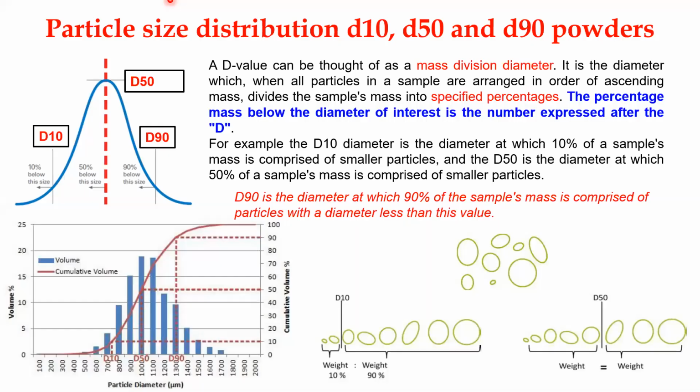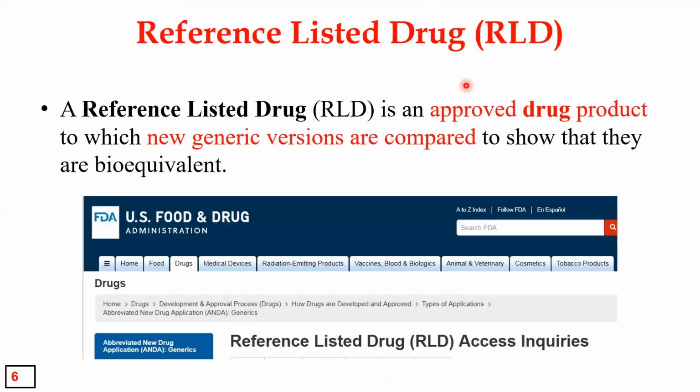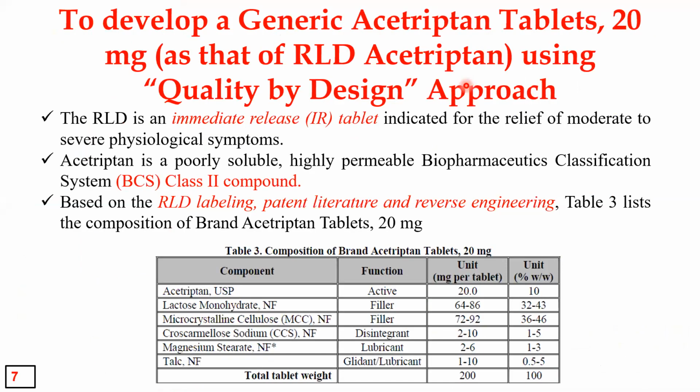Then what is particle distribution D10, D50, D90. Whichever the number is, the particles are less than that size for that percentage, that is 10 percent, 50 percent, 90 percent. And what is the reference listed drug? So the ultimate goal of these slides is to develop a generic version of Acitretin tablets 20 mg dose, the same as the reference listed drug, using the quality by design approach.